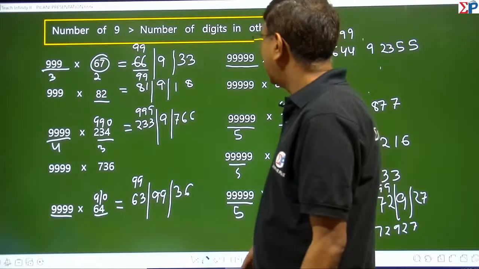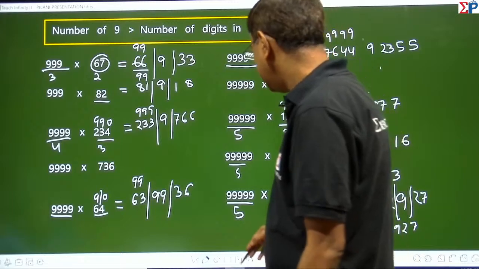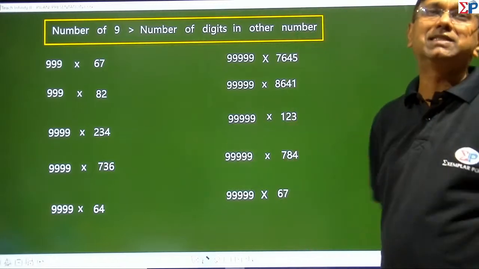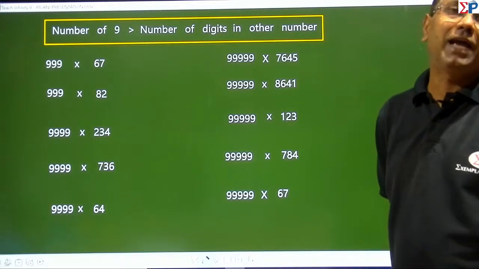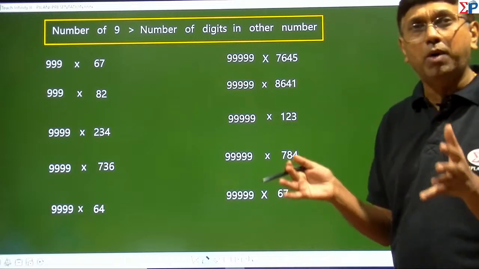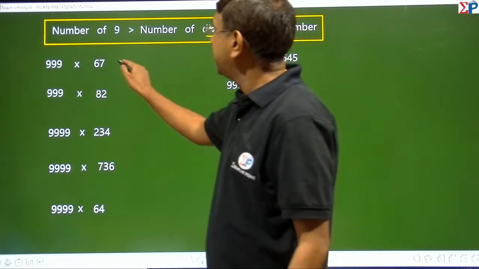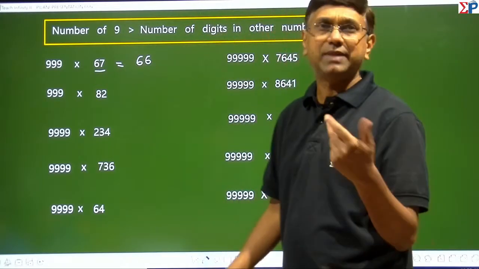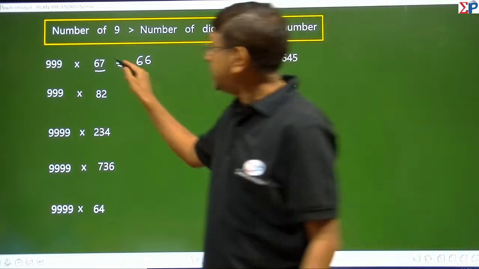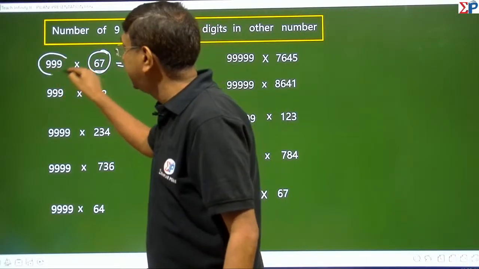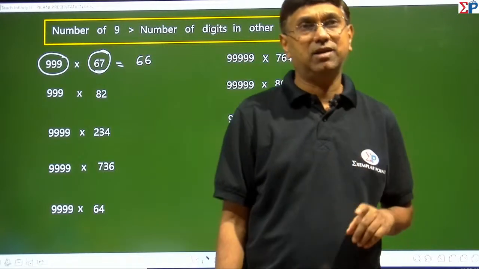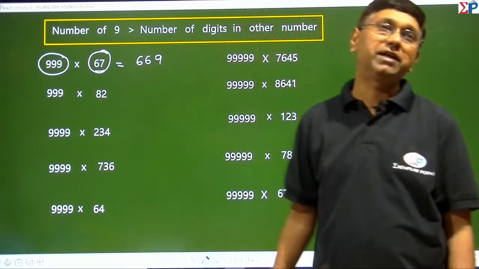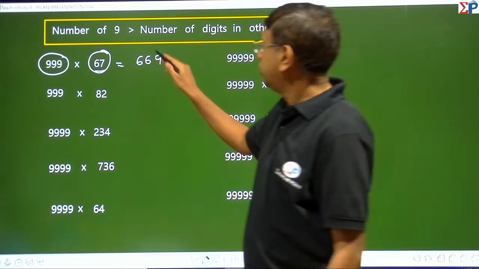Right. So now we will go ahead and do these questions when the number of 9s exceeds. When the number of 9s becomes greater, how do you go about doing this? So the first step remains the same, 67. So you just write a 66. That is as usual. Now this has 2 digits and this has 3 digits. So how many 9s are extra? Actually 1 9 is extra. So just write that 9 here. So you break like this.